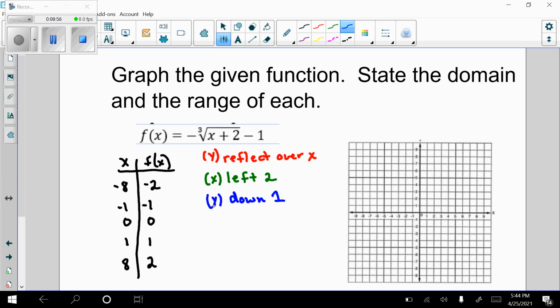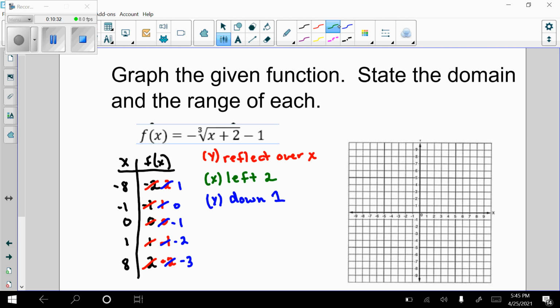So let's reflect over x. That'll become a positive 2, 1, negative 1, negative 2. I'm going to finish my new f of x, or my y terms. I'm going to go down 1, so I'm going to subtract 1. That's going to be a 1, a 0, a negative 1, a negative 2, and a negative 3.